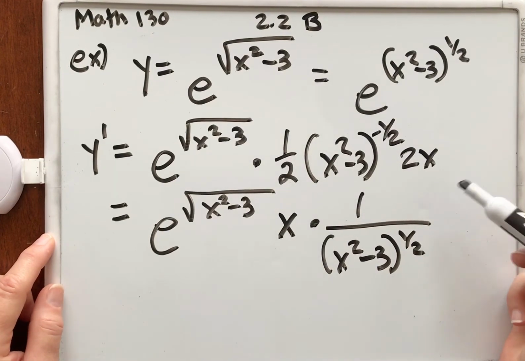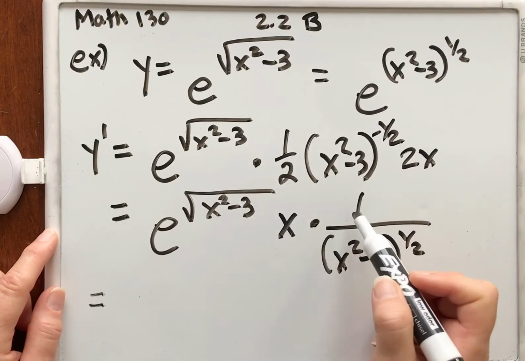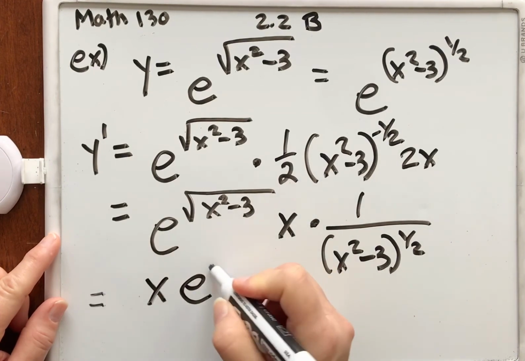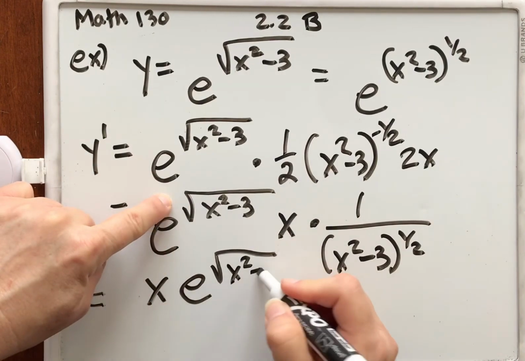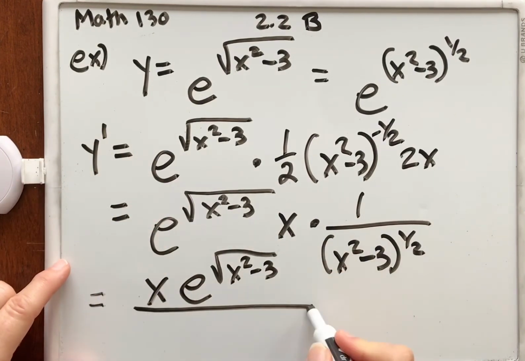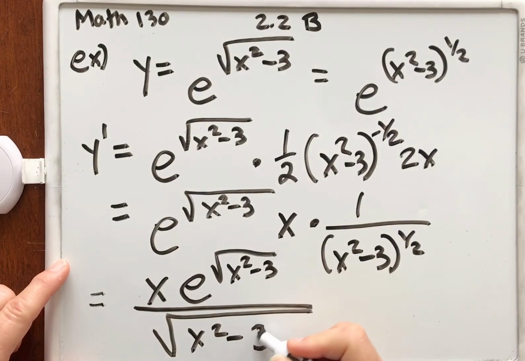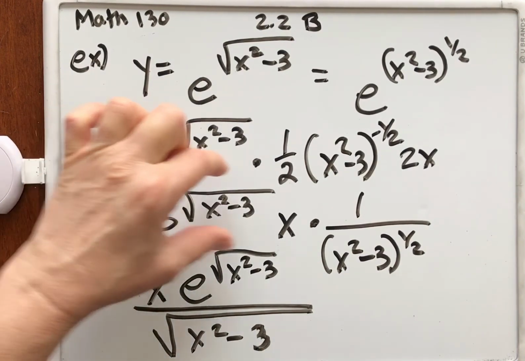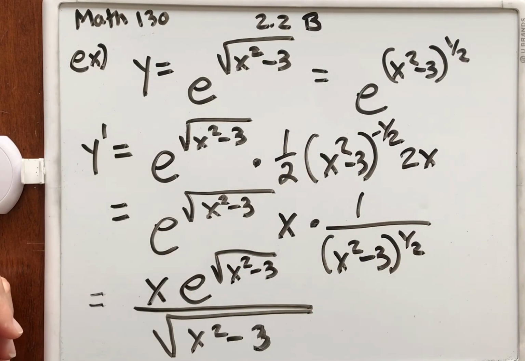Now I'm going to rewrite the whole problem. This can stay on the numerator. This can stay on the numerator. So I'm going to be writing x, e to the square root, and now I'm putting this one all over the square root of x squared minus 3. So that's the answer. Okay, so this whole number and this x goes on the numerator, and this we're just changing to a root sign. Okay, we'll go on to C.